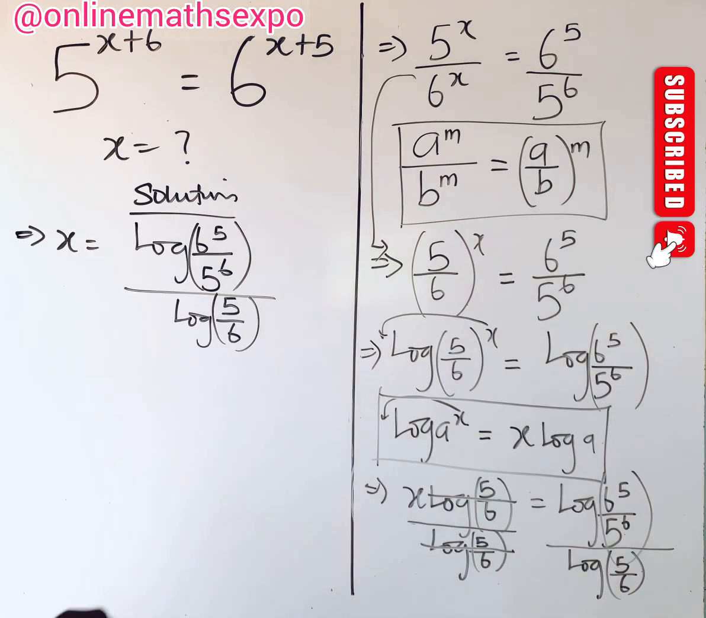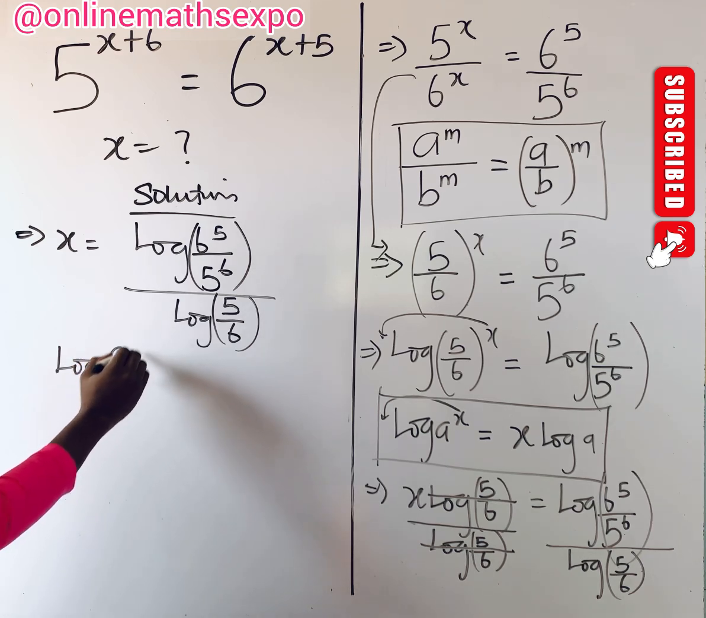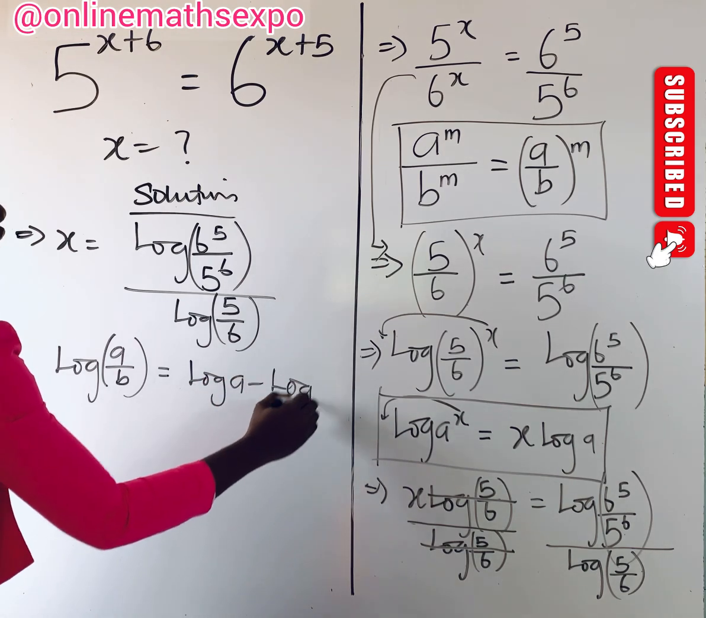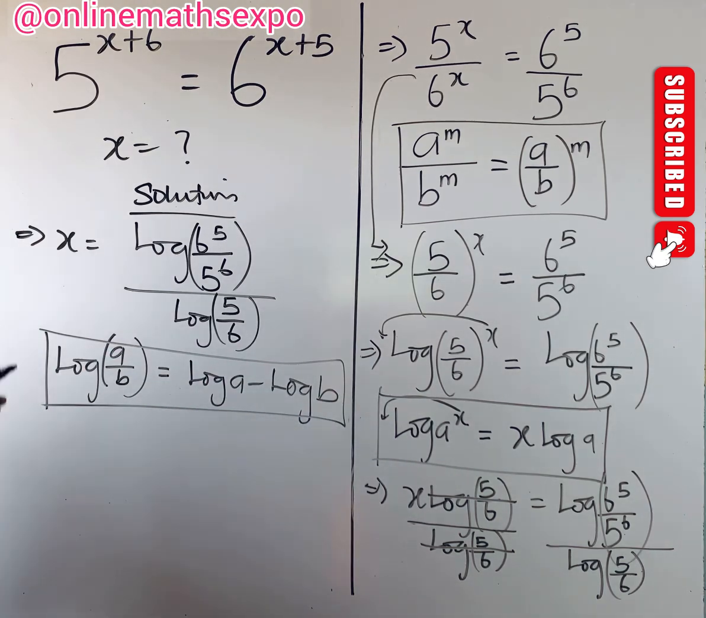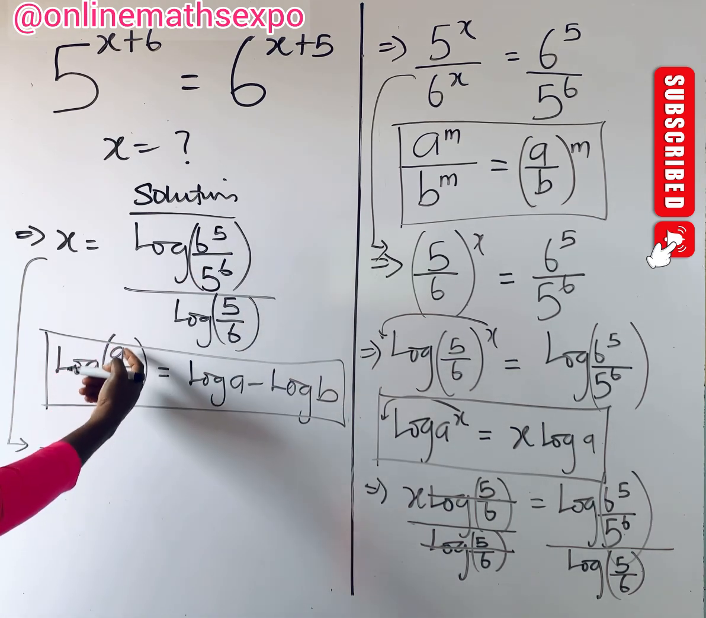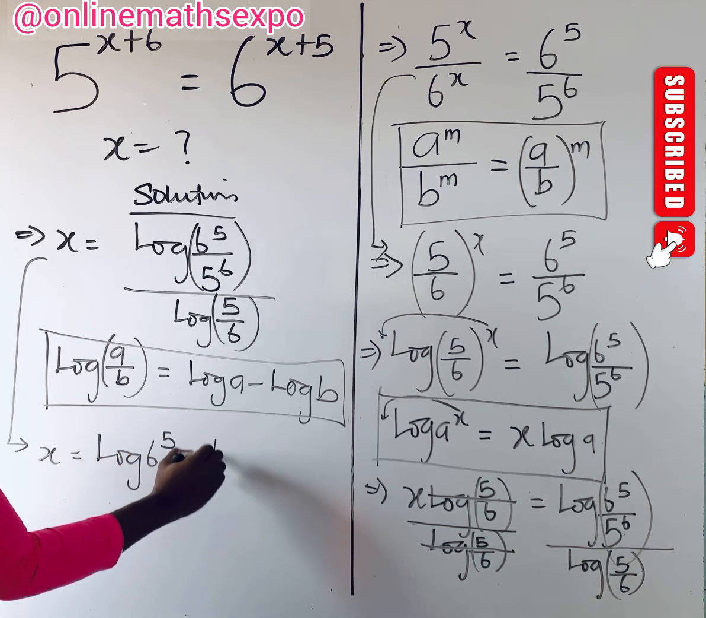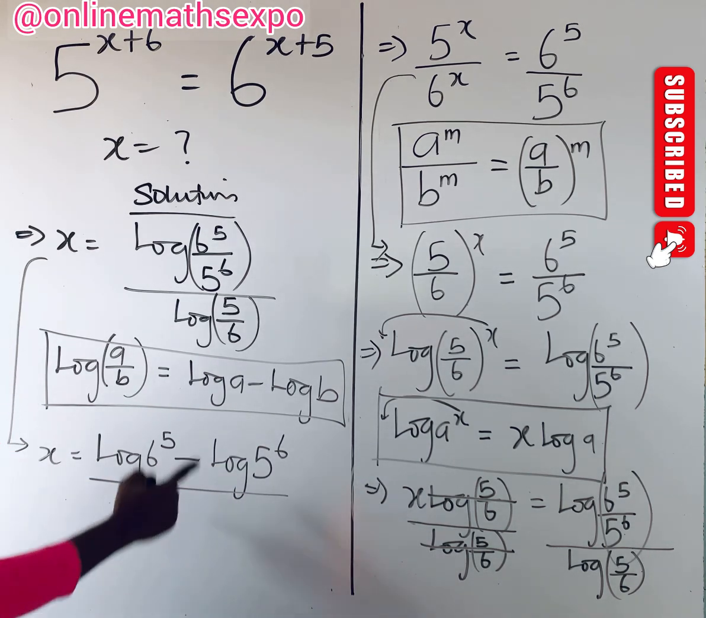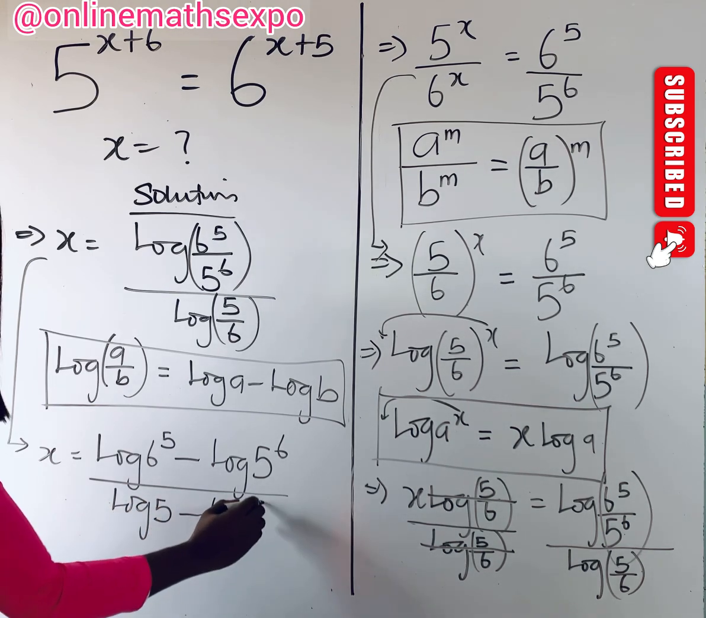Did you see that? Now, remember this rule also, which says each time you have log of A divided by B, it simply means log of A minus log of B. Interesting. Now we're going to apply this rule to simplify our results, okay? So from here, we apply this division rule. So we're going to have log of 6 to the power of 5 minus log of 5 to the power of 6. Are you with me? Divided by, apply it here also, log of 5 minus log of 6.